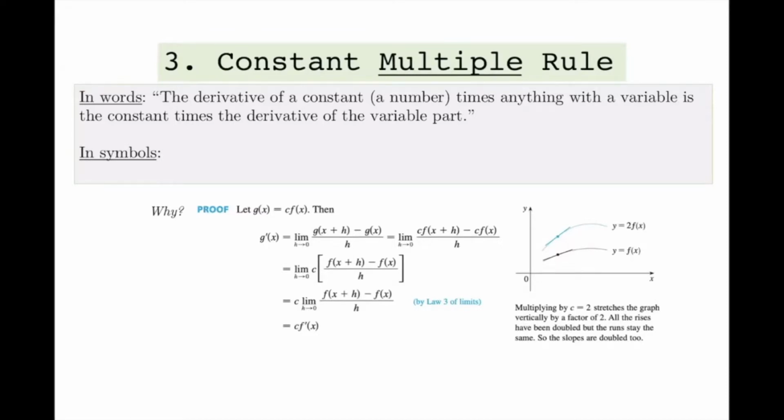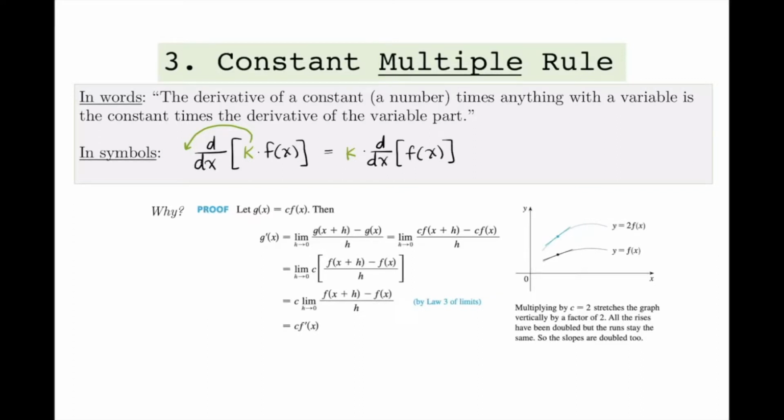The derivative of a constant, a number, times anything with a variable is the constant times the derivative of the variable part. So, in other words, the derivative d dx of a constant, which I'll use k for, multiplied by some stuff with x in it, I'll use f of x. What this rule says is that this k, this constant, can just come outside of the derivative and we can just keep multiplying by it. We can just find the derivative of the variable part and then multiply that by the k later.